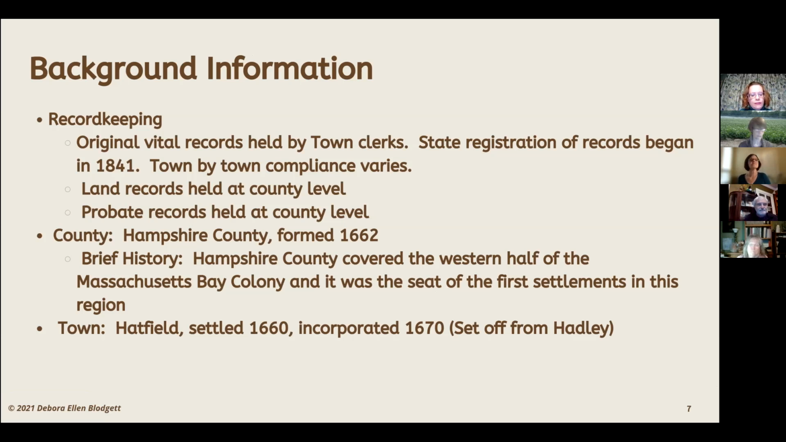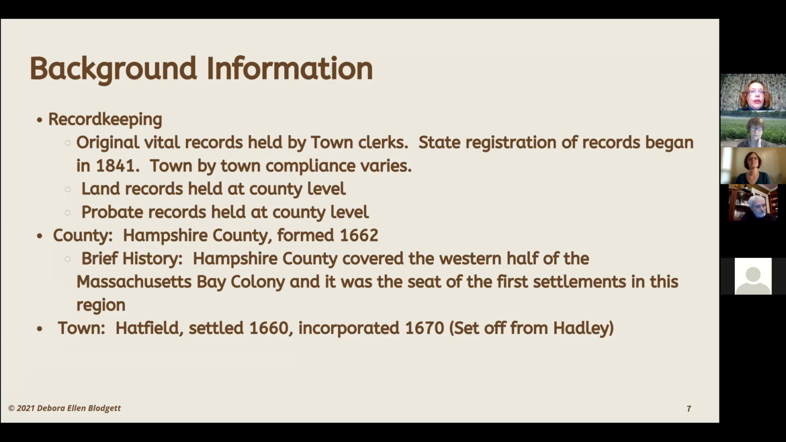Record keeping of vital records in Massachusetts was kept as soon as really the Commonwealth was formed. So original vital records are held by the town clerks, and that goes back, like I said, until the Commonwealth was formed. State registration of records began in 1841, and town by town compliance of the state registration varies by town. Land records are held at the county level, and probate records are held at the county level.